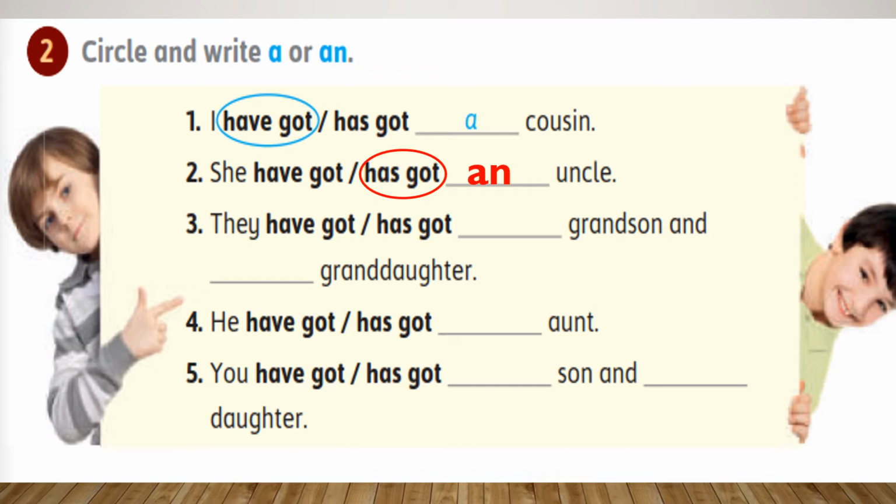What about number 3? They have got or they has got grandson and granddaughter. Of course, they have got. They have got what? A grandson and a granddaughter. Perfect. Because grandson and granddaughter start with a consonant, which is G here, and G also in granddaughter. Correct answer. Who would like to answer number 4?